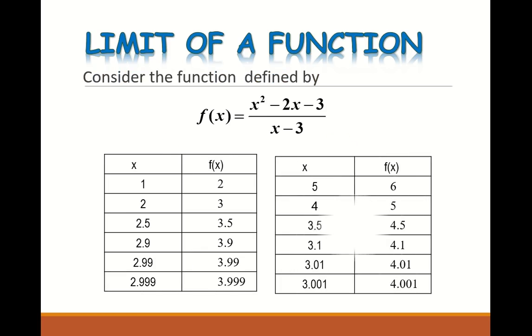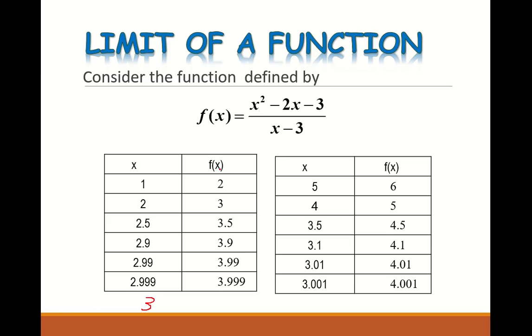Now let us examine what happens to f of x as x approaches 3. The value of x is increasing from 1 up to 2.999. So the limit here is 3, because when this becomes 3, this becomes 0, so the function becomes undefined.